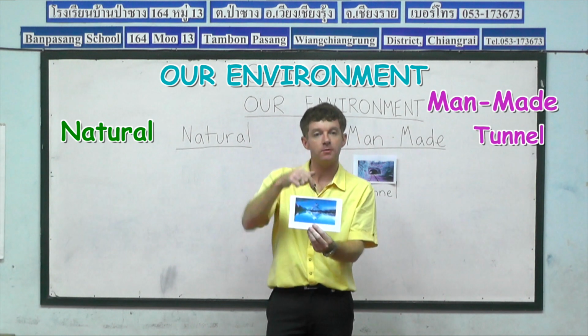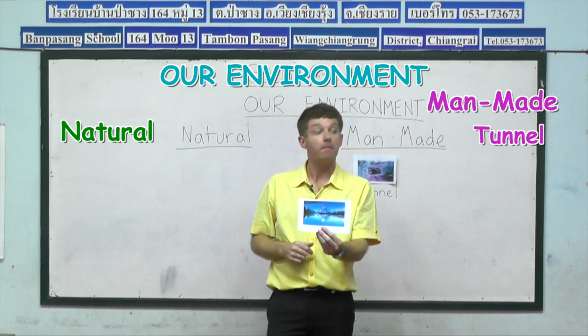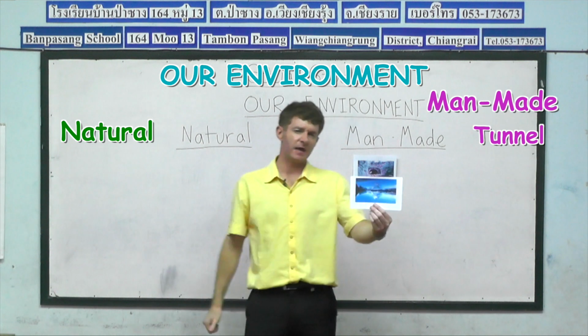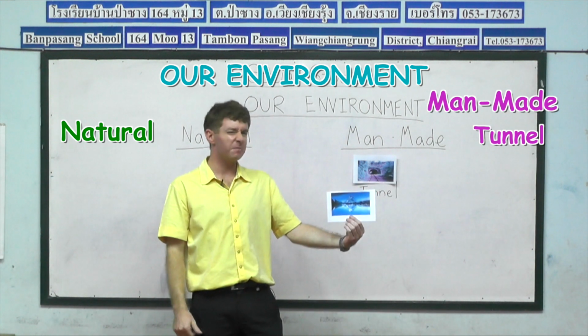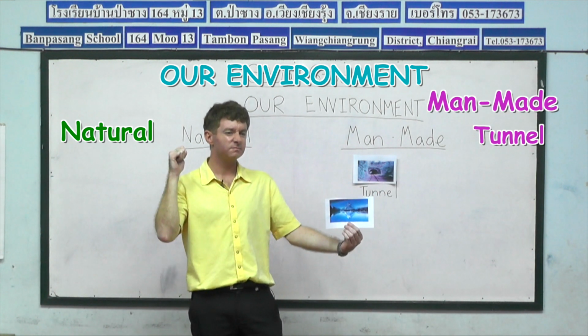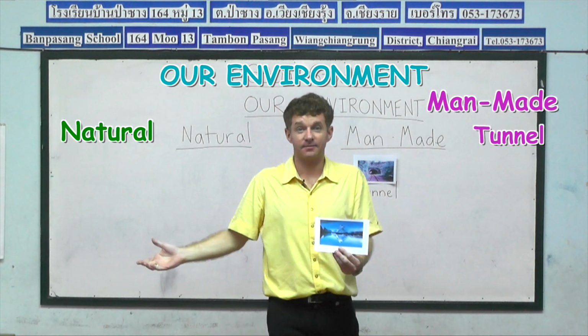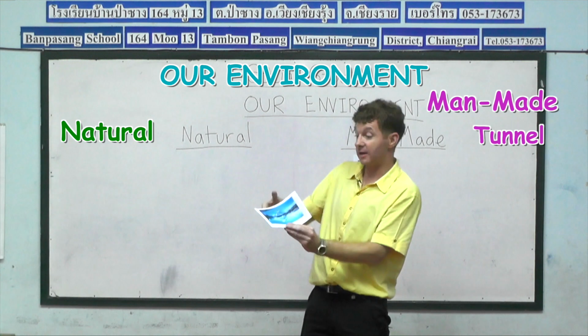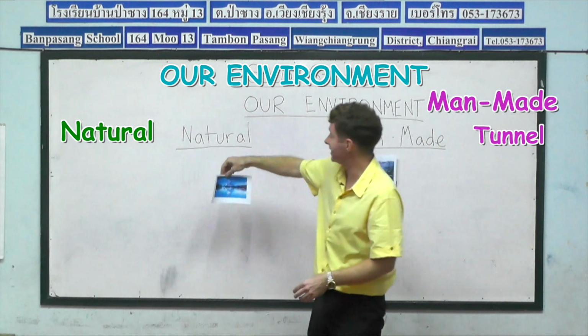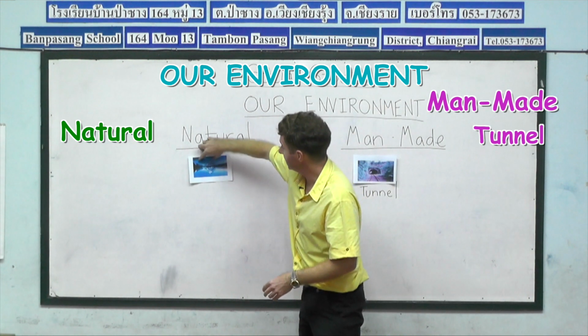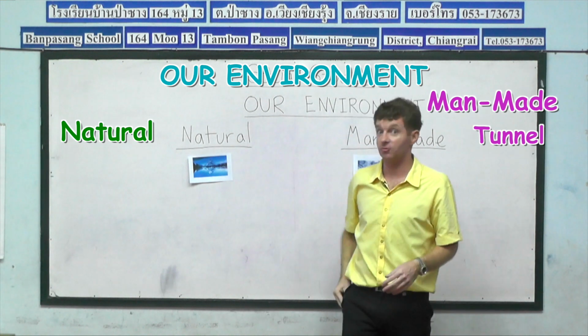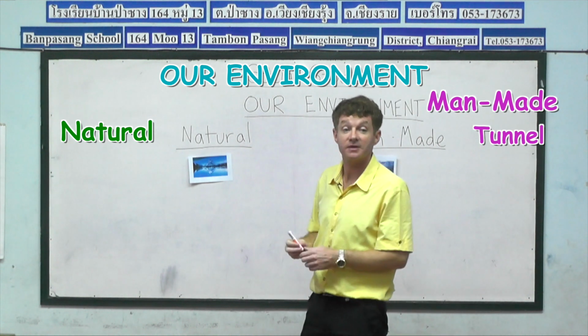And then what do you see behind the lake? Mountain, exactly. Now, is a mountain man-made or is a mountain natural? Natural. It's just here. When we were born, the mountain was already here. So mountain is an example of natural. And how do we spell mountain, guys?